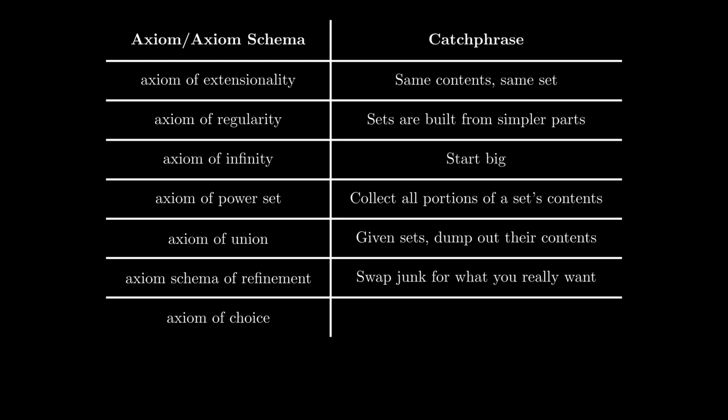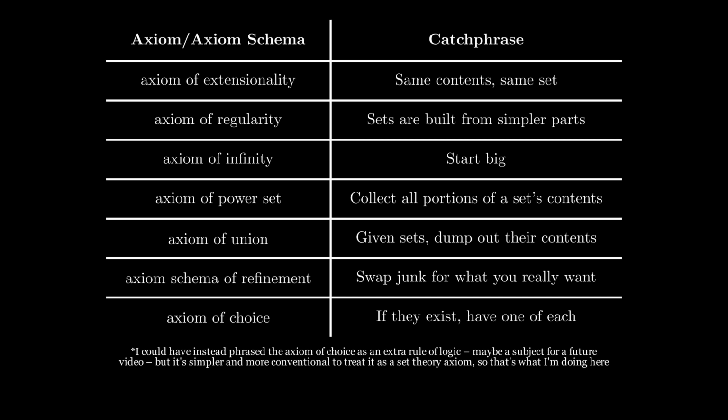Finally, the axiom of choice tells us if certain objects exist, you can have one of each. We know from our rules of logic that if one thing exists, we can assume we have one. But the axiom of choice lets us do this for an infinite collection of things all at once.